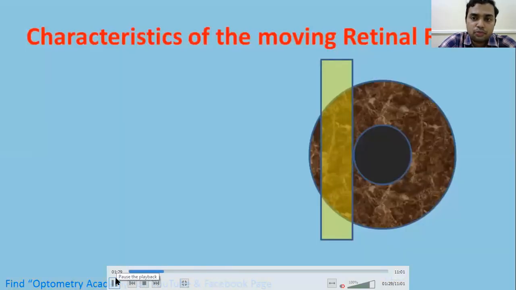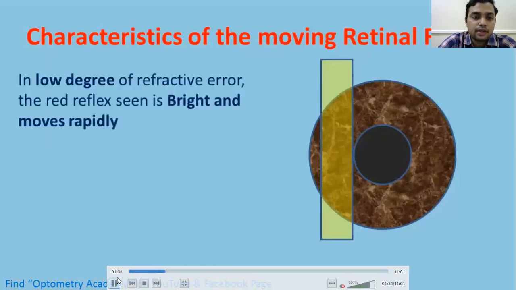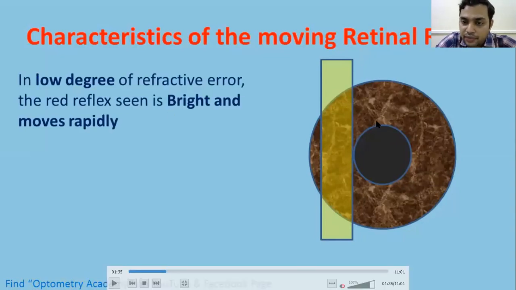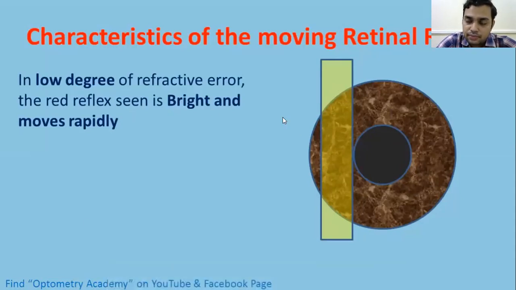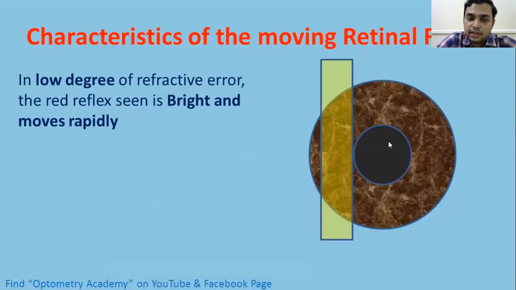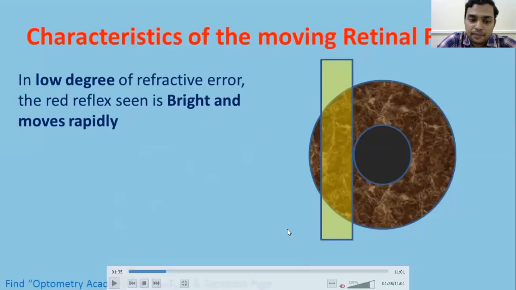So characteristics of moving retinal reflex. Here, if it is a low degree of refractive error, that is a mild degree of refractive error, the red reflex seen is bright and moves rapidly. So we observe the red reflex which is present in the pupillary area. In case of low refractive error, that is if the refractive error is less than -2, something like that, the reflex we observe is bright in color, bright in intensity, and moves rapidly.